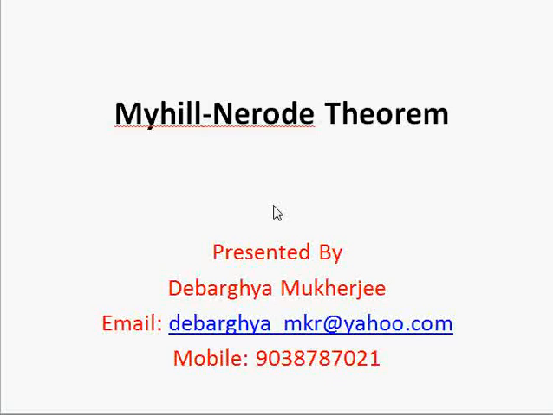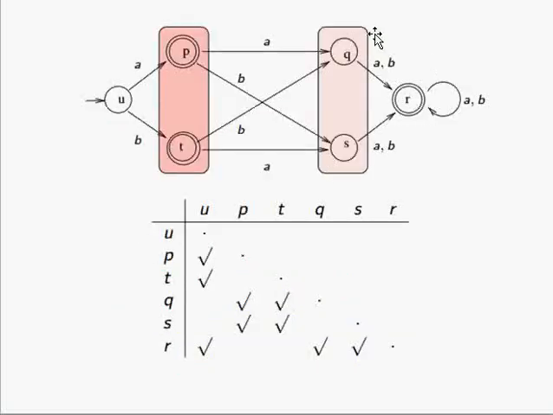Now in Myhill-Nerode method we need to use a table first, and there are three steps. Let's take one example. Here is our given DFA where U is our initial state and R, P and T are final states, and we are going to minimize it.